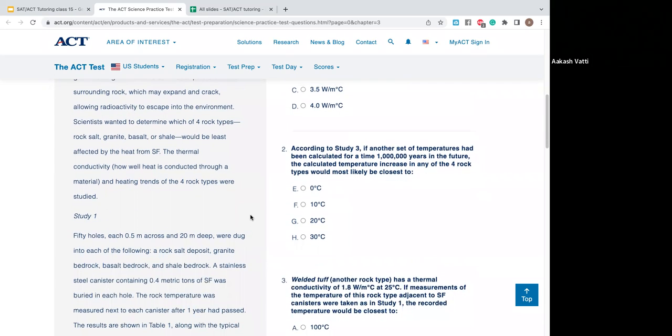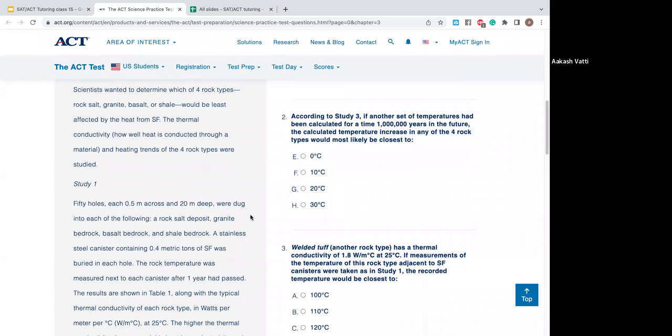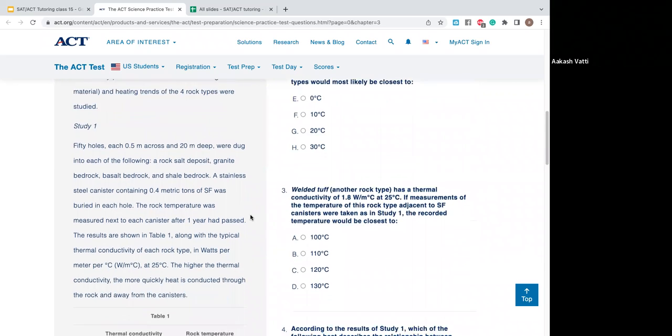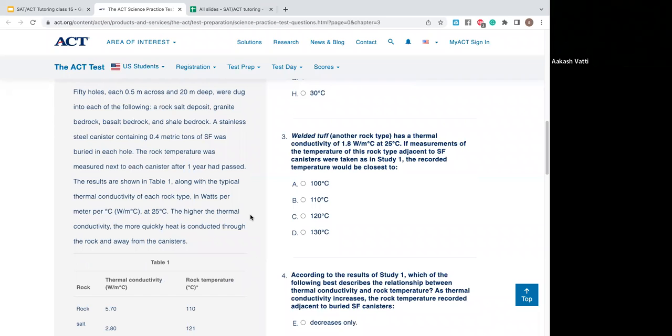Study 1. 50 holes, each 0.5 meters across and 20 meters deep, were dug into each of the following: a rock salt deposit, granite bedrock, basalt bedrock, and shale bedrock. A stainless steel canister containing 0.4 metric tons of SF was buried in each hole. The rock temperature was measured next to each canister after 1 year had passed. The results are shown in table 1, along with the typical thermal conductivity of each rock type in watts per minute per degree Celsius at 25 degrees Celsius. The higher the thermal conductivity, the more quickly heat is conducted through the rock and away from the canisters.